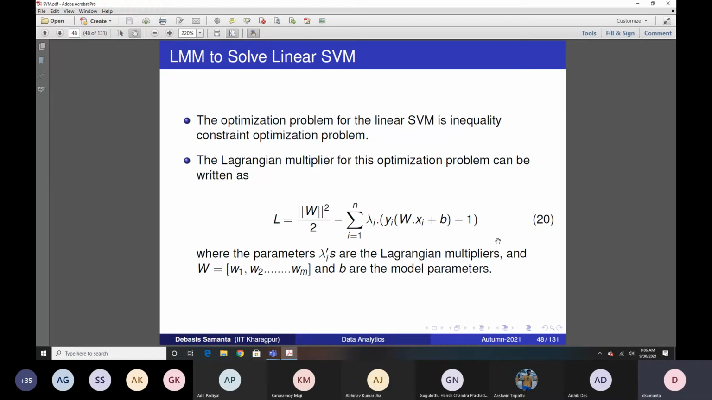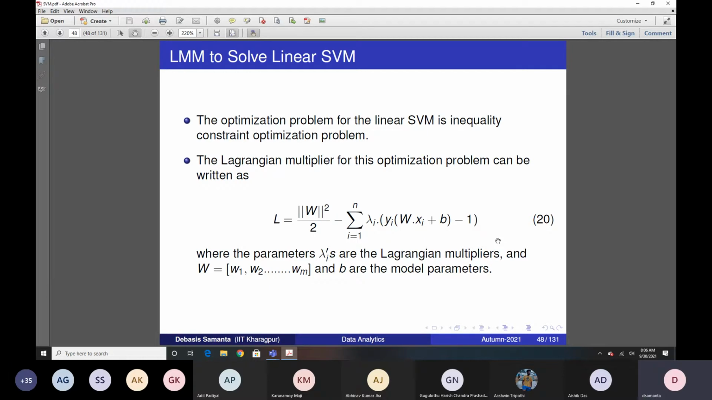But I am taking w square by 2 so that our subsequent computation becomes very easy, and it will not be an expensive operation. Because if you take the magnitude of w, it is a square root of w1 square plus w2 square plus dot dot wn square, and it becomes a costly operation. So we can take w square where the square root can be avoided. That is why I am taking this one.